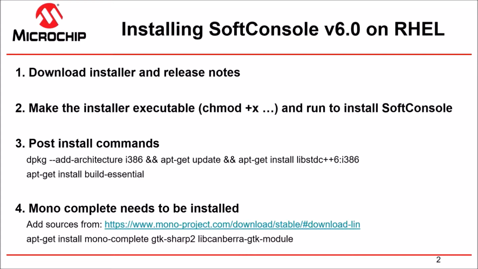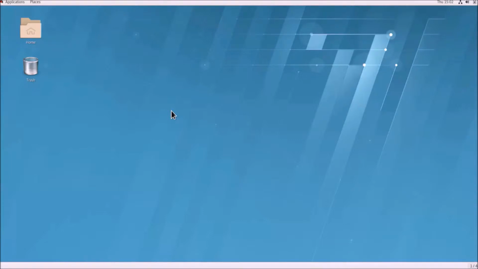Third, you have to run some post-install commands to add packages. And fourth, you need to add sources for Renode complete and then install Renode complete itself. So let's get started and have a look at actually doing this on RHEL.